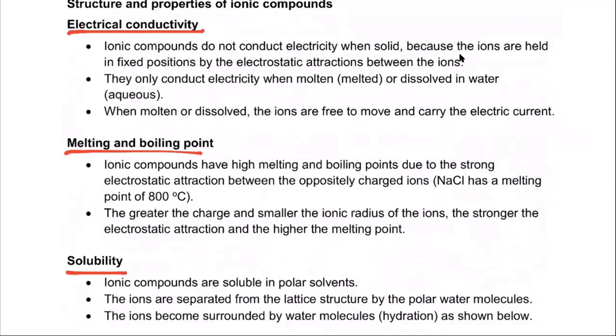All right. So electrical conductivity, here's the key thing. Ionic compounds do not conduct electricity when solid. So if you just have a normal cube of table salt, it's not going to conduct electricity, because the ions are locked in fixed positions in that lattice structure. And if they're in fixed positions, they cannot move. And so electricity can't be conducted, because electricity has to have a flow of electrons in order for it to work. They only conduct electricity in 2 situations.